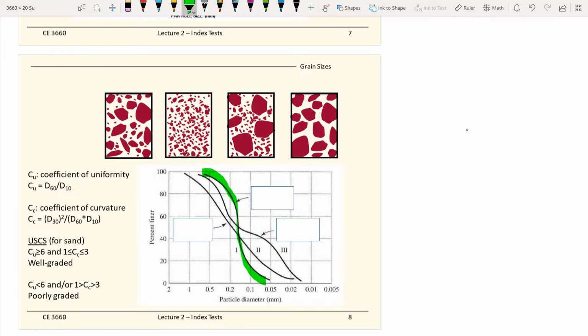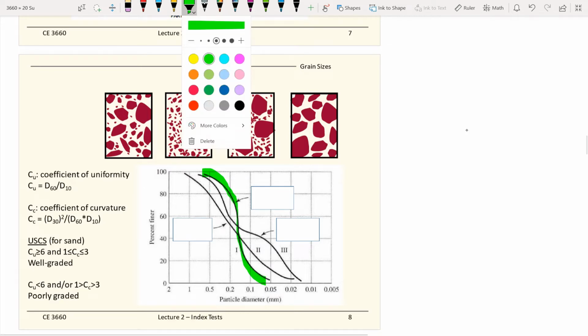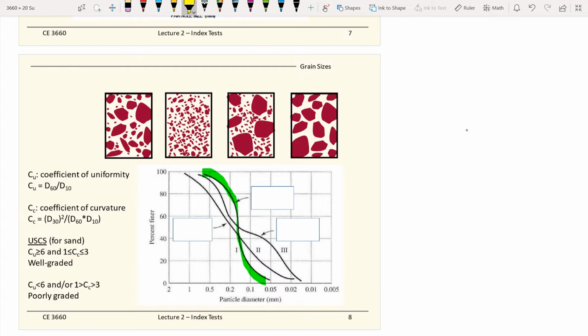Again, the x-axis is the particle size, and the y-axis is the percent passing. So percent finer means a percent passing. And if we have three curves, in fact, if you look at it, you could have three very different types of shapes right there.